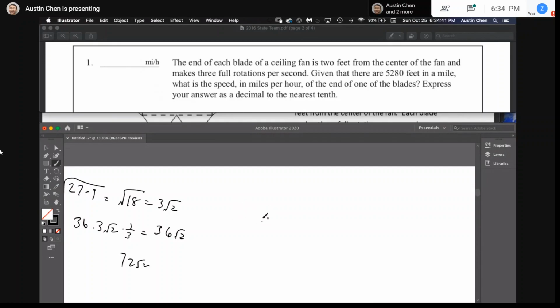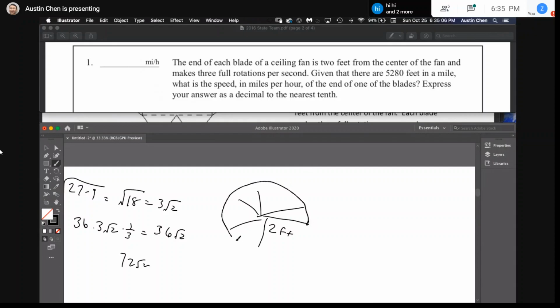Yeah. So we have a ceiling fan. The end of the blade is 2 feet from the center of the fan, so it's going to be like that, and the blades are just like that. And it makes 3 rotations per second. So we want to find the speed of this, right? So we should find the distance that this travels per second.